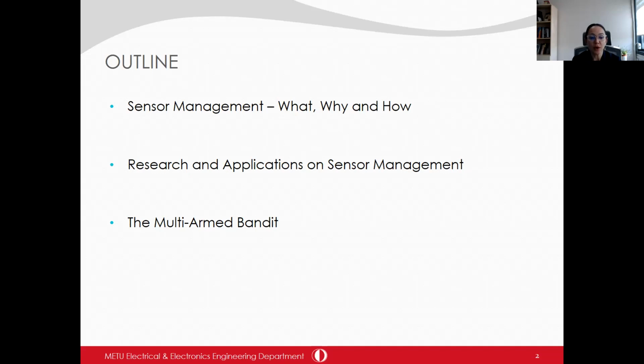By the way, multi-armed bandit is not an algorithm. It's a problem formulation. Maybe you should think about this when you're preparing your talk. You could say, I will talk about the multi-armed bandit formulation and how it is applied to sensor management problems. Because multi-armed bandit is a problem. It's not an algorithm.